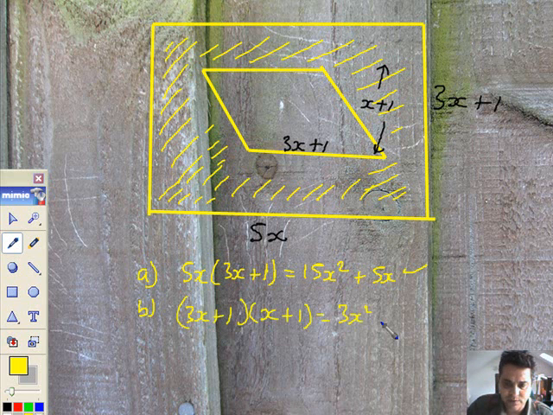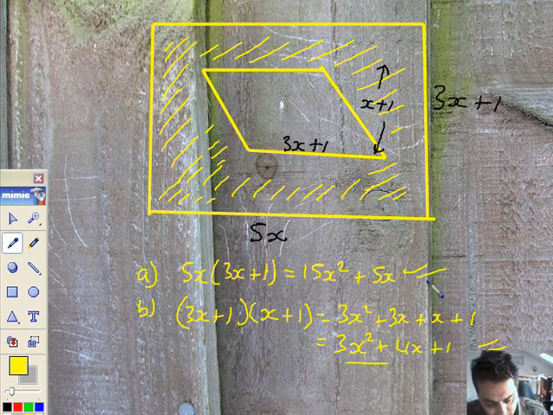3x times 1 is of course another 3x. And 1 times x is yet another x. And 1 times 1 is 1. Tidy it up a little bit by simplifying. 3x plus x is 4x, and 1 is on its own. There's our other couple of marks there. Right, so we've got 4 marks so far.